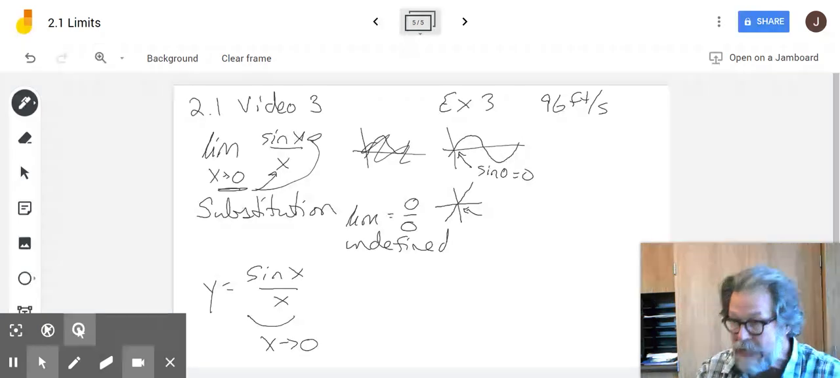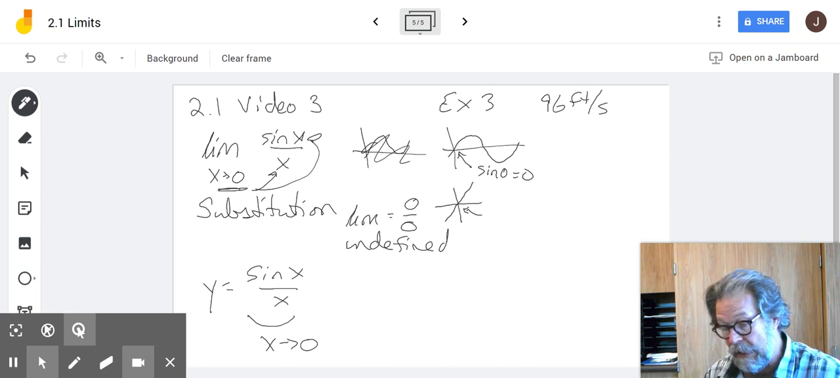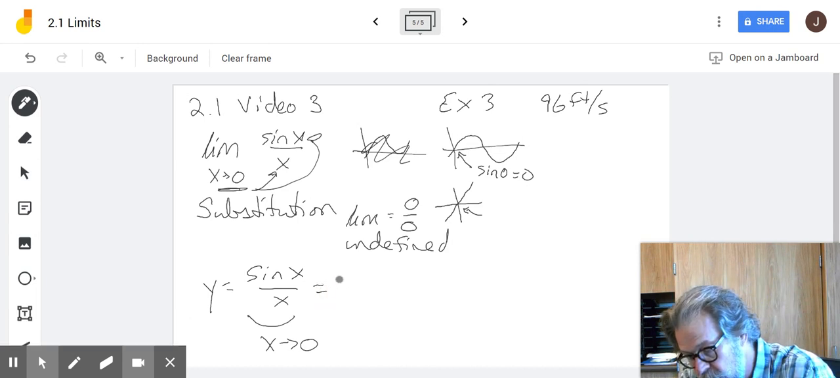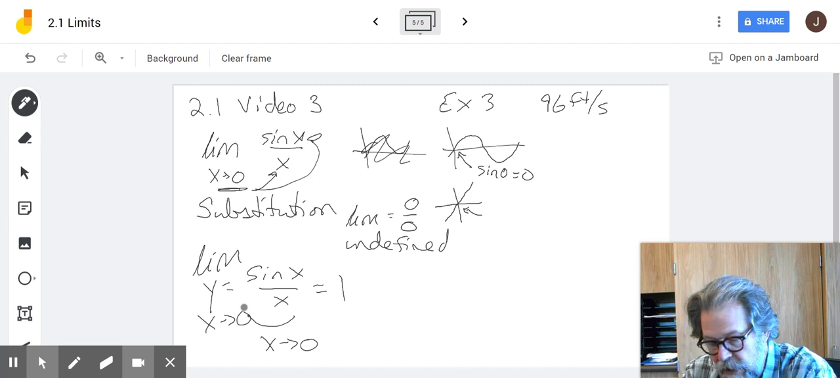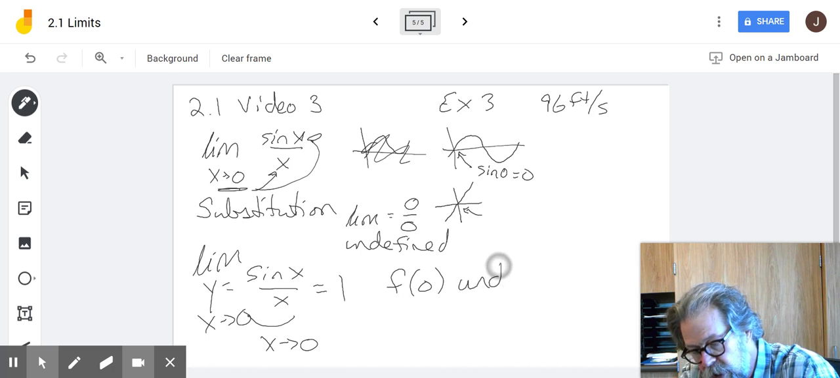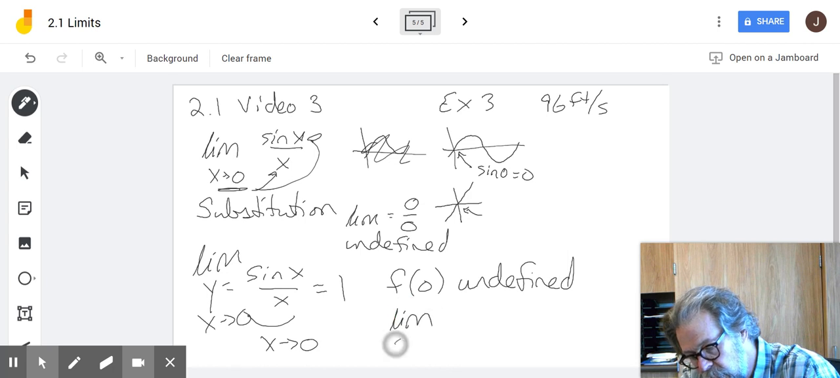All right, you pause the video, I pause the video, you put it into your calculator, and what you hopefully saw is that the limit as x approaches 0 of this function is 1. The function is undefined, but the limit as x approaches 0 of f of x is 1.